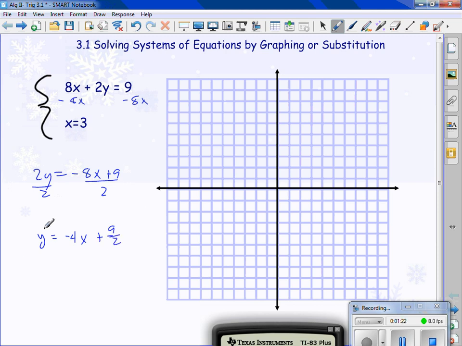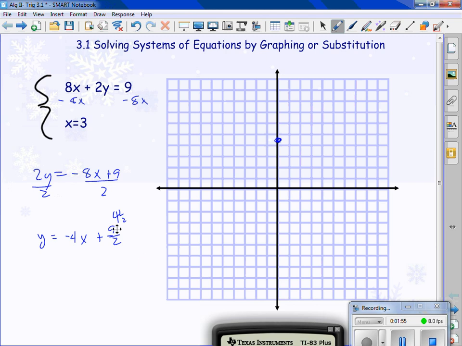Now I need to graph this one. How do I graph a 9 halves? It means 4.5. So it means go up 4.5. 1, 2, 3, 4, and a half. A common mistake, a lot of people think this is a slope and go over 9 or up 9 over 2. This just means you go up 4.5.